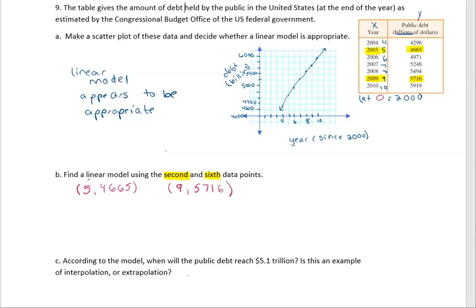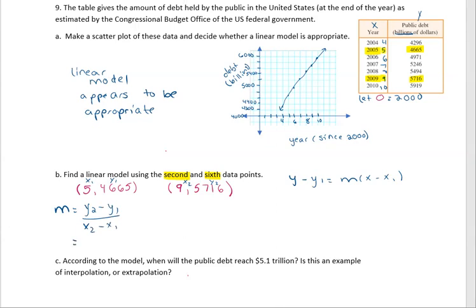If we label, we have x1 and y1. We have x2 and y2. We're being asked to find a linear model. That means a linear equation. So we want to use our point slope form. So y minus y1 equals m times x minus x1. If we substitute in our values, well, the first thing we need is an m. We don't have a slope yet, so let's figure that out. So m is y2 minus y1 over x2 minus x1.